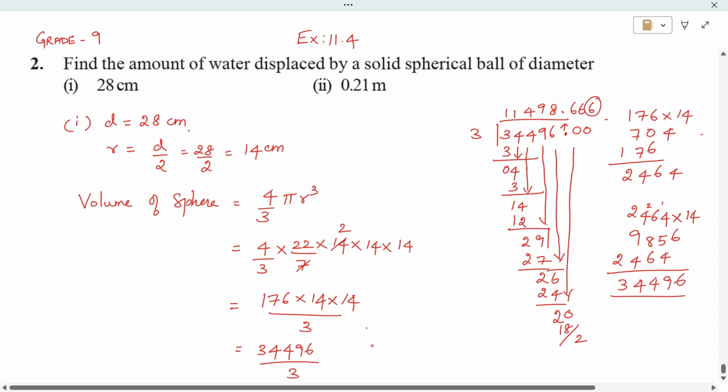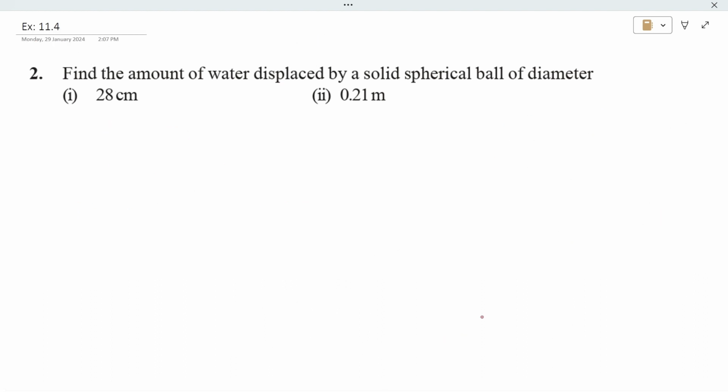If the third digit is greater than 5, you have to add 1 to the previous digit. So it is approximately equal to 11,498.67 centimeter cube. Let's move on to the second subdivision, where the diameter is given as 0.21 meter. Again, the amount of water displaced is nothing but the volume of the spherical ball, right?